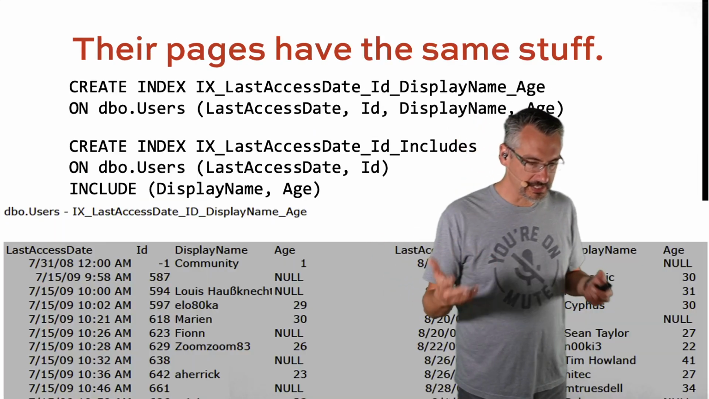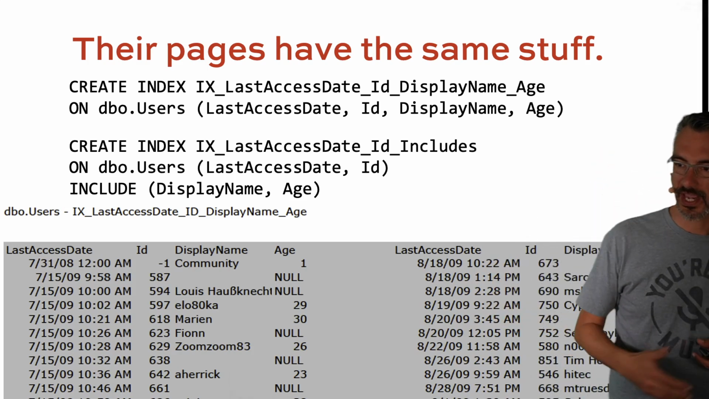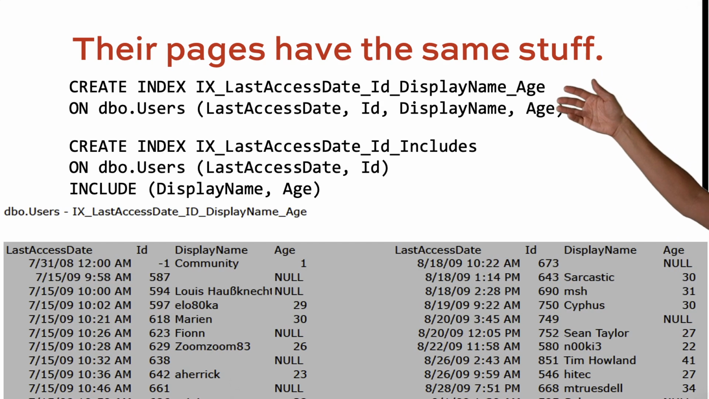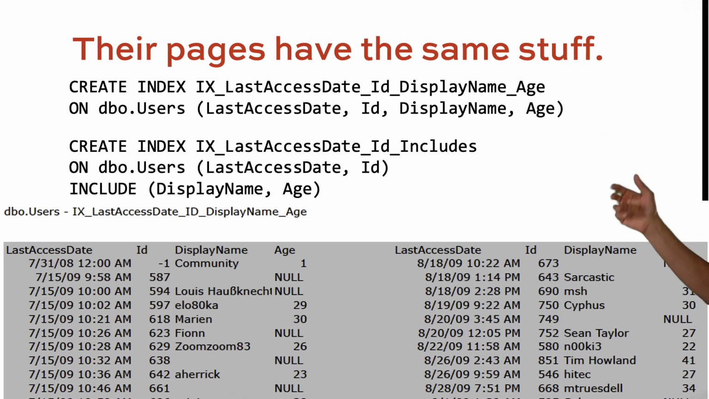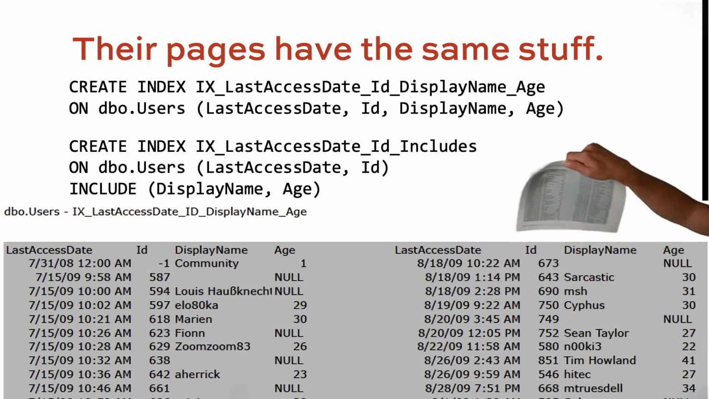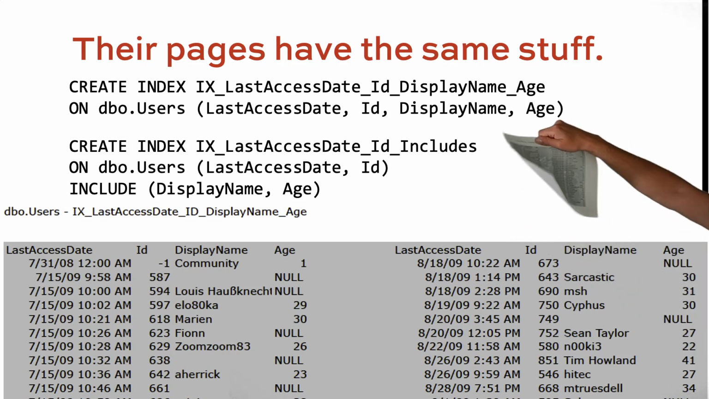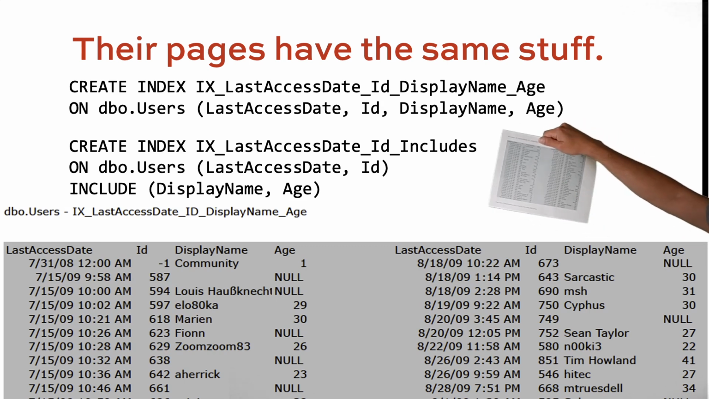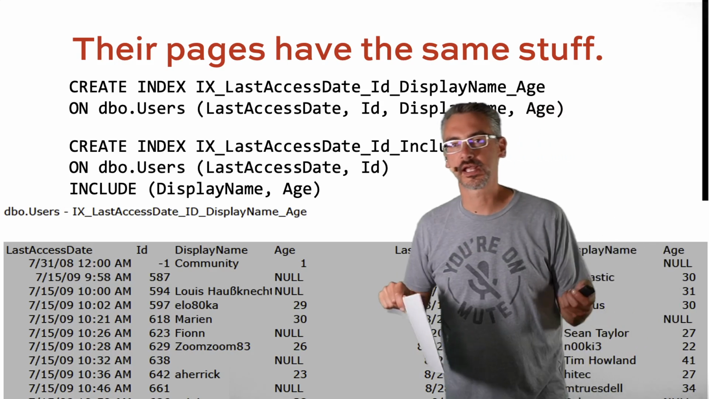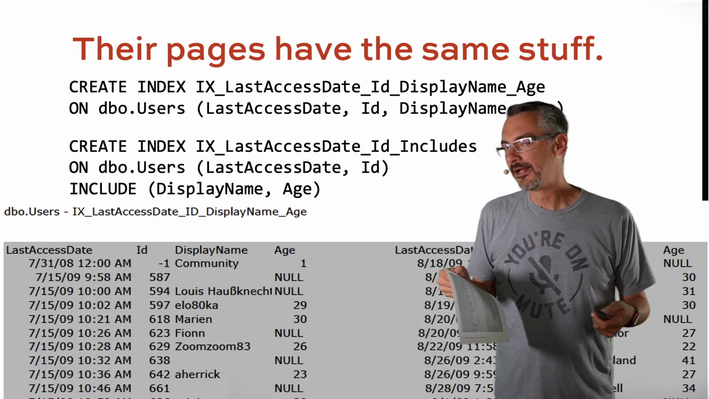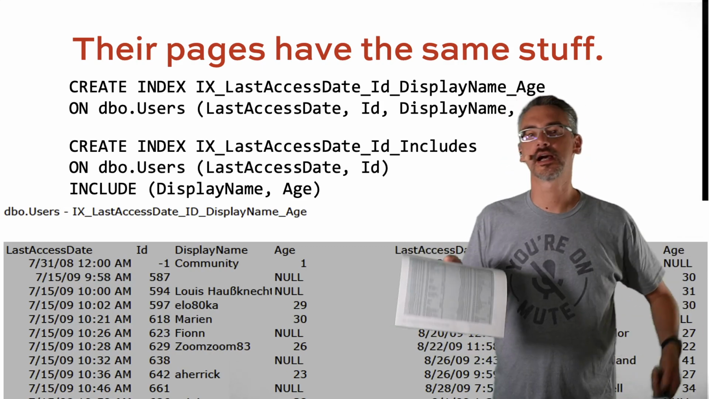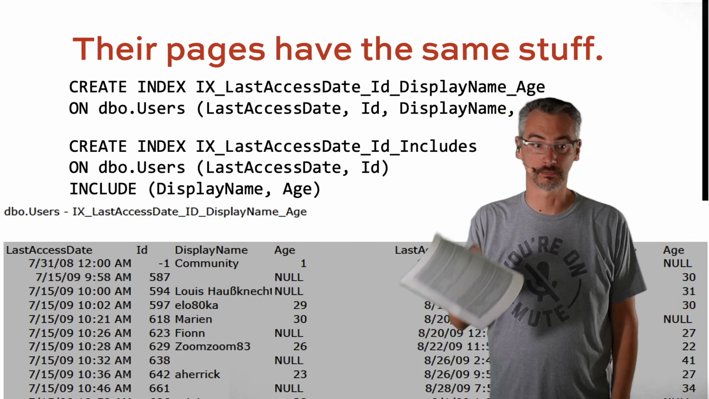Because at the end of the day, their 8K pages have exactly the same stuff in it, whether you create the index with all 4 things in the key, or whether you put 2 things in the key and put the other 2 in includes, your 8K pages look exactly the same way. The only thing that's different is the supporting structure of the index, aka the B-tree. And that's just not that big of a query performance deal for 99% of the audience out there.